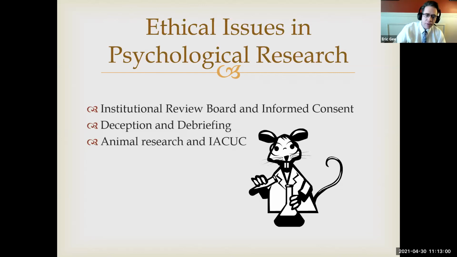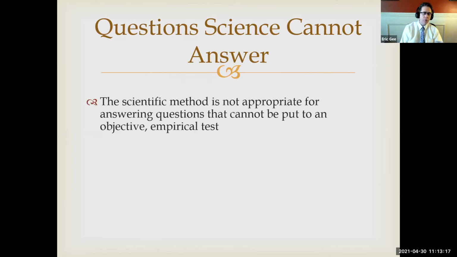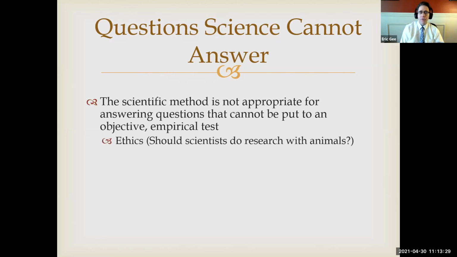Okay, very quickly, last thing. I want to make it clear that I have spent a lot of time this week talking about science, but that doesn't mean that I believe science can answer every single question that we might ask. I don't think it can. It can answer certain types of questions. The scientific method that I've described is not appropriate for answering questions that really cannot be put to an objective empirical test. So for example, ethics questions.